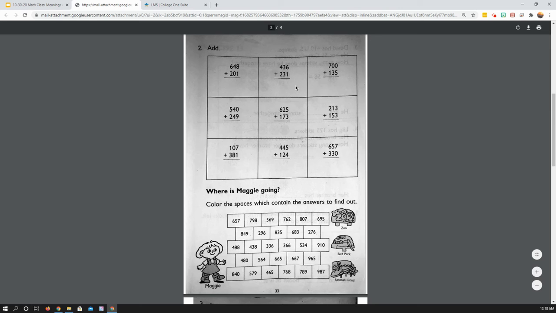And after you write the answers for all of these exercises, you're going to look for those answers here inside of these squares. And when you find them, you're going to color them. And that way, you'll know where Maggie is going. If Maggie's going to the zoo, to the bird park, or to Sentosa Island. So I said that this exercise is 849. That's the answer. And as you can see right here, 849, this is the answer, and this should be colored. And you're going to do exactly the same thing for this exercise and this one and for the rest.